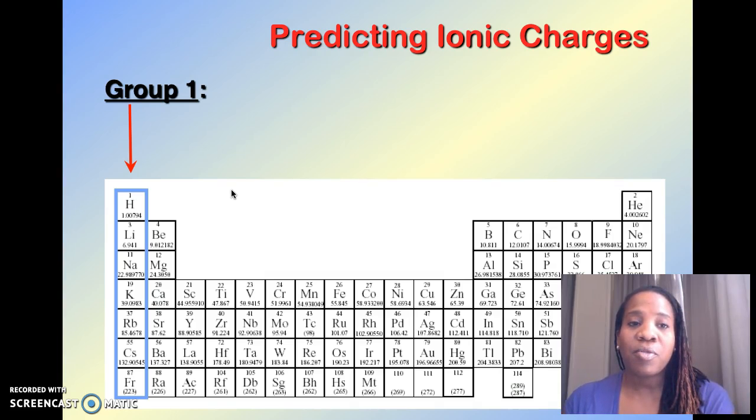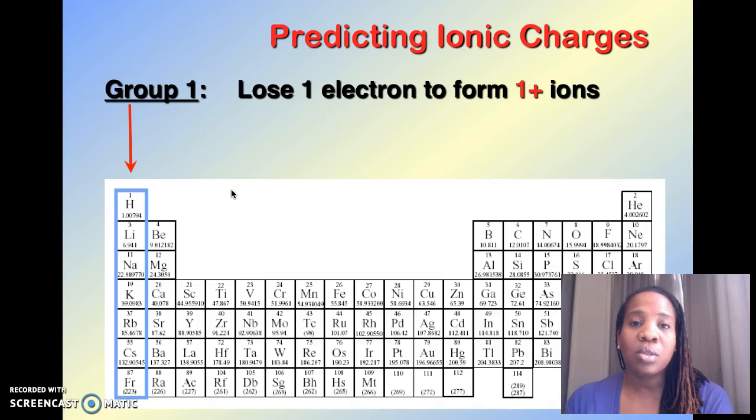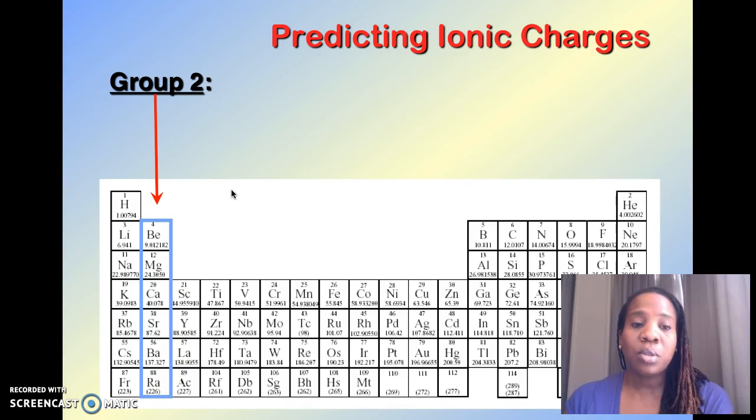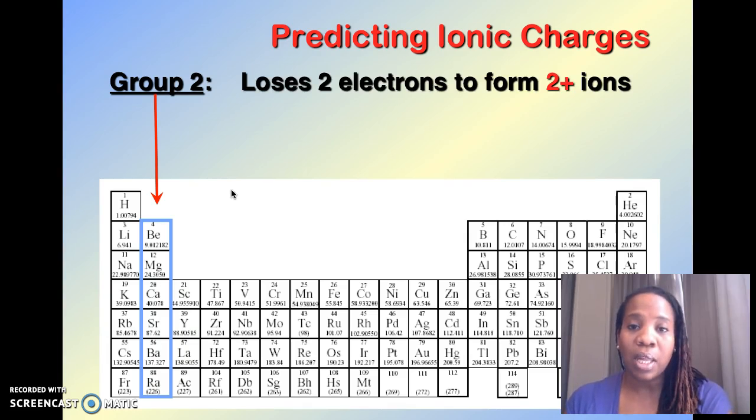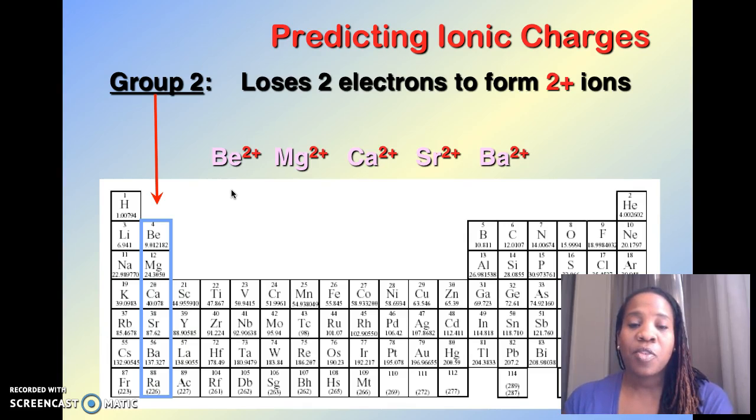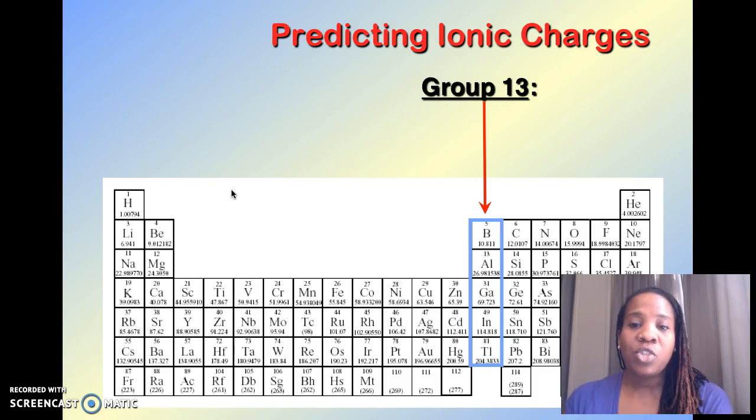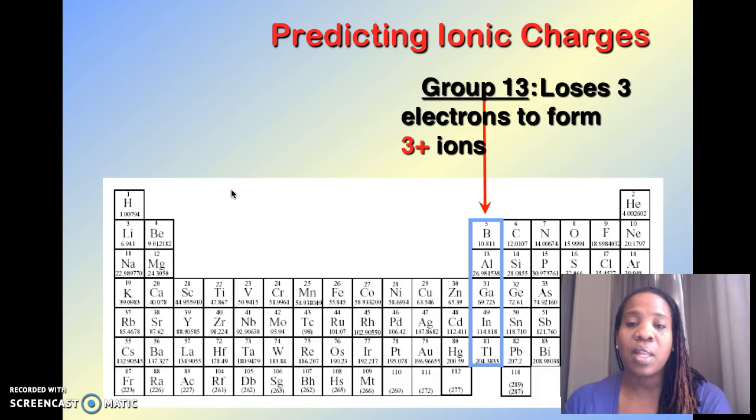So remember that for group 1, they're all going to lose one electron and form +1 ions. And so all of those elements are going to form a charge of +1 when they're in a compound. Group 2 are all going to lose 2 electrons and form +2 ions. So you have to be aware of that. Then we jump across the middle to group 13, where they are all going to lose 3 electrons and form +3 ions. And so when you see those elements, you know that those are +3.